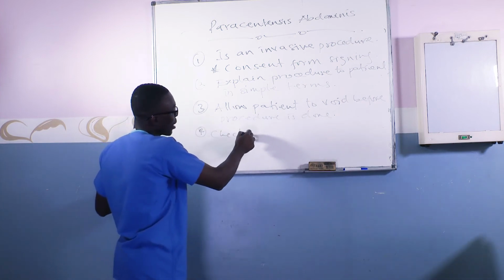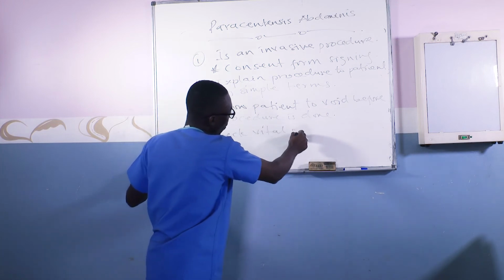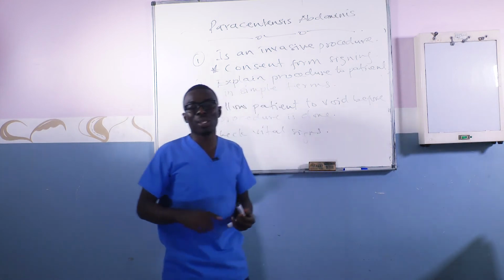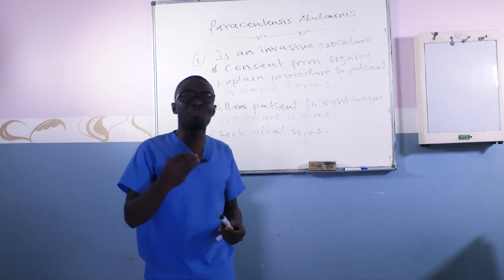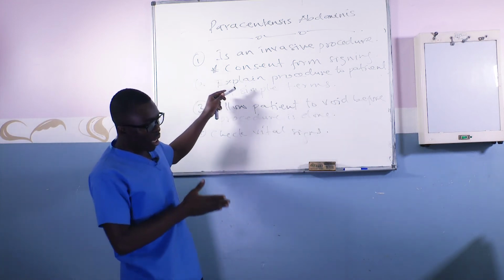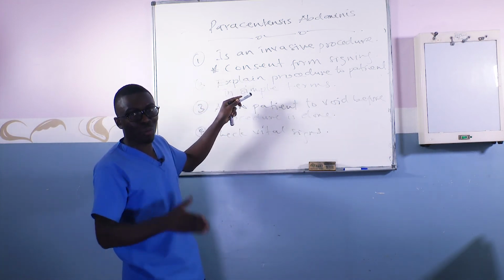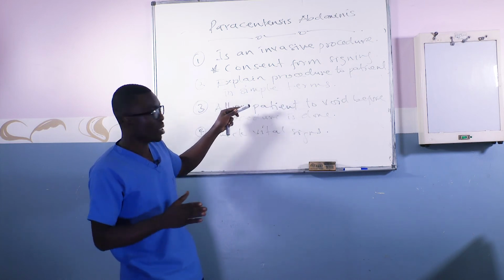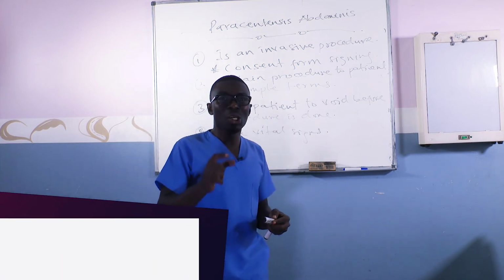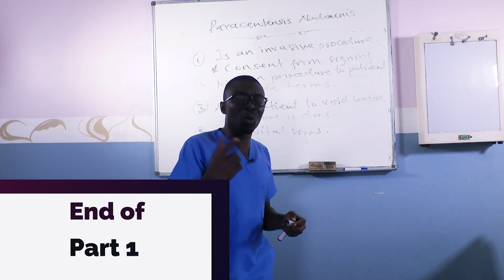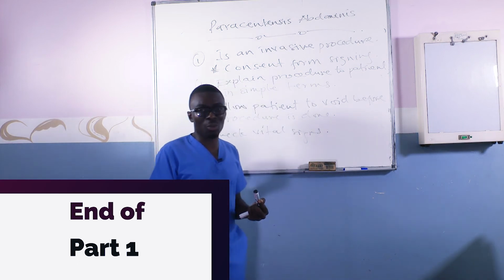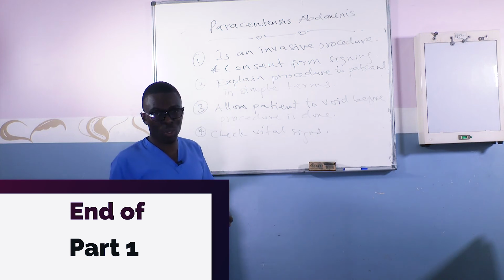Then we have to check our vital signs. Okay, to be specific, the patient's temperature, pulse, respiration, and especially the blood pressure. Because we said if there is an abrupt movement of the fluid from the abdomen, it can lead to hypotension. So we have to check our blood pressure to know our baseline data so that as the procedure is going on, we will be rechecking to see the difference in blood pressure, so that the patient doesn't undergo hypotension. Okay.